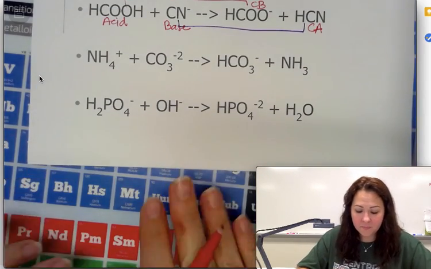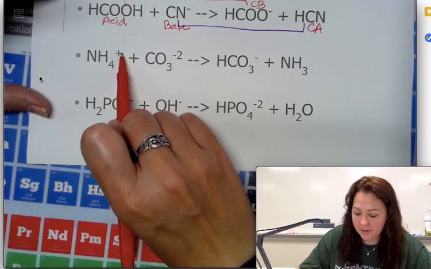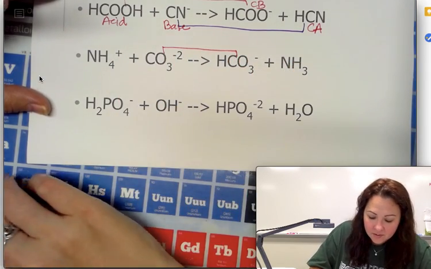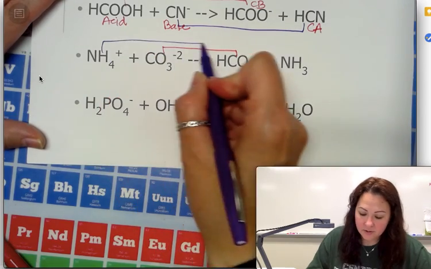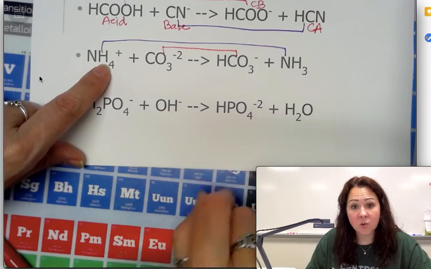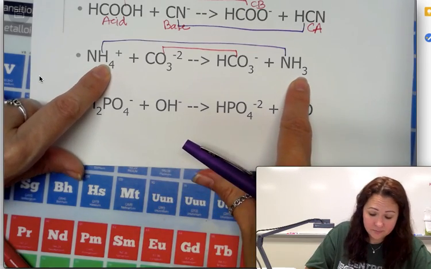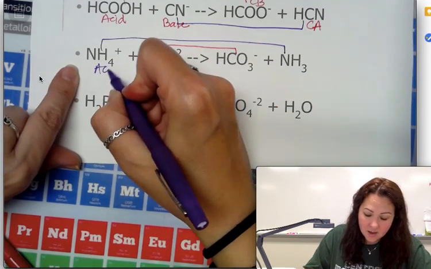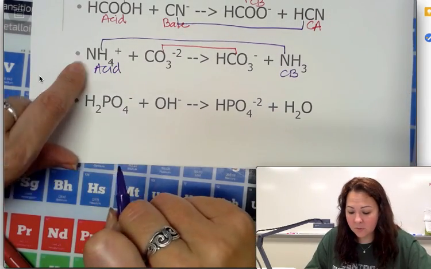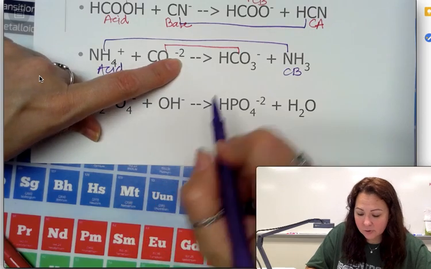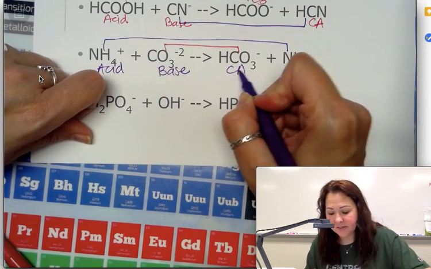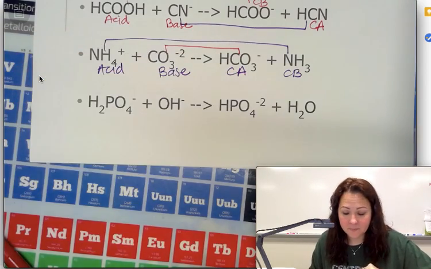The next one, you have NH4 plus 1 and CO3 minus 2. This one and this one look very similar to one another, and these two look very similar to one another. So when we look at the scenario here, this has 4 hydrogens, that one has 3. That lost a hydrogen. So this is my acid. Acids make conjugate bases. Then I have CO3 minus 2. This one gains a hydrogen, so this is my base. This is my conjugate acid because bases make conjugate acids.